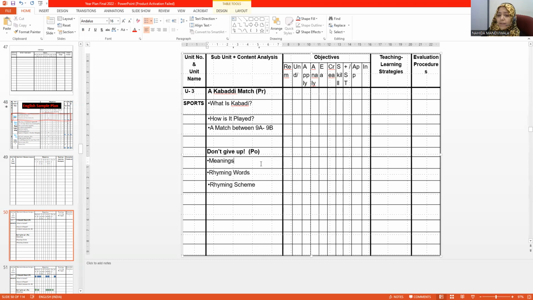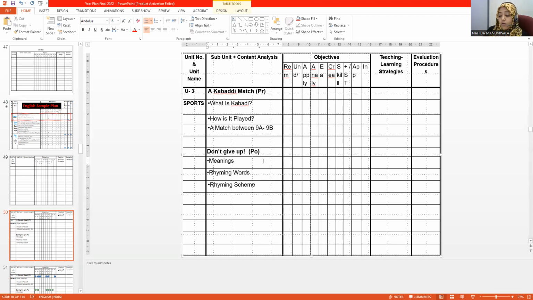And what are the important points I want to cover over here? So meanings, rhyming words, rhyming scheme. I would want to talk about the poet. For example, it's a very famous poet and I want to talk about that poet over here. So I will write down brief introduction to poet XYZ. Right? So these things, whatever you want to plan over here, you can include.